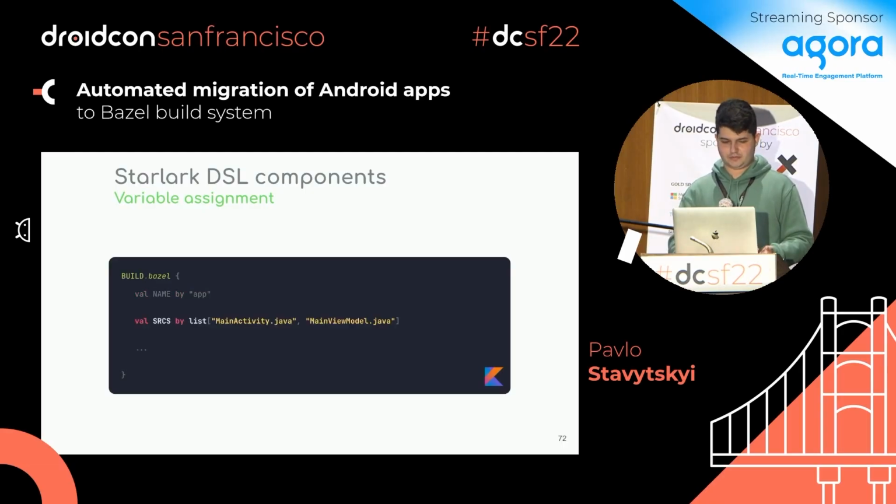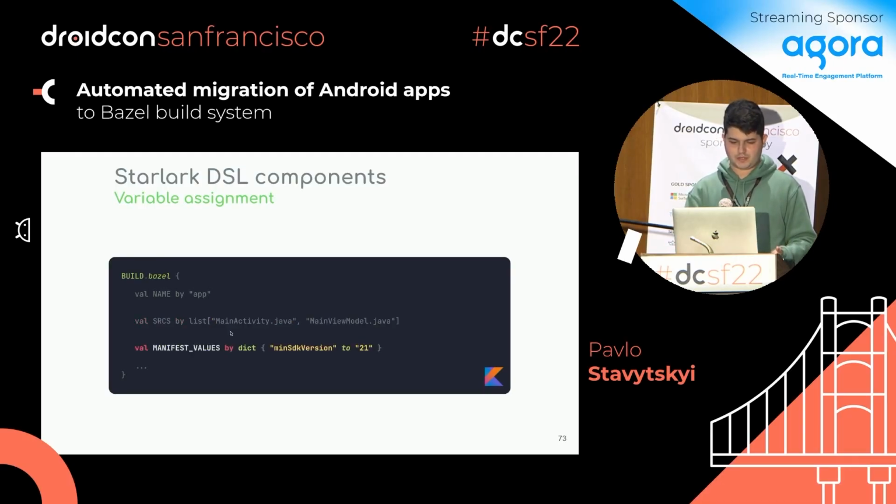Similarly for a list, for example, we can just use a simple function list. We can override the get operator and just define some DSL for this. And similarly with a dictionary, we can define dictionaries that will eventually generate assignment for dictionaries in Starlark.